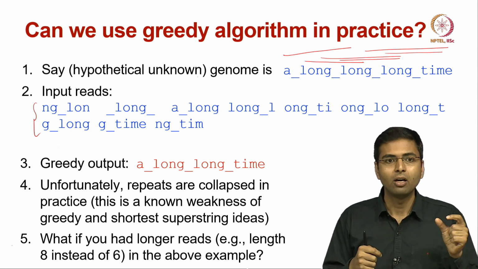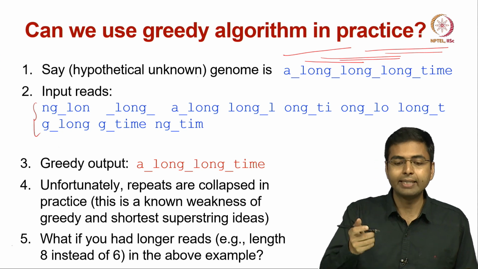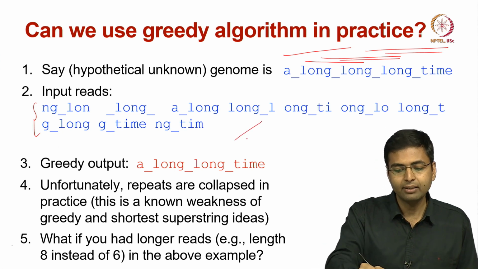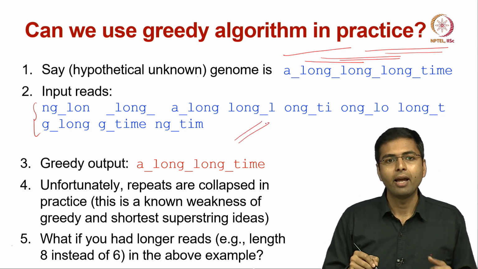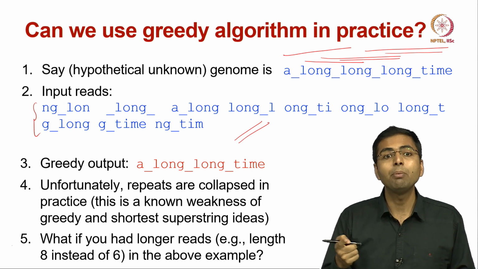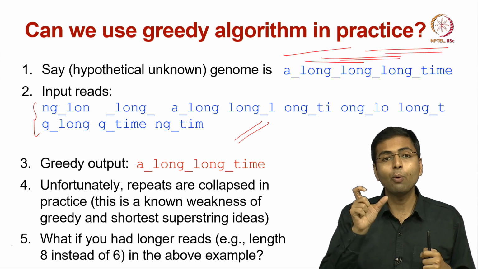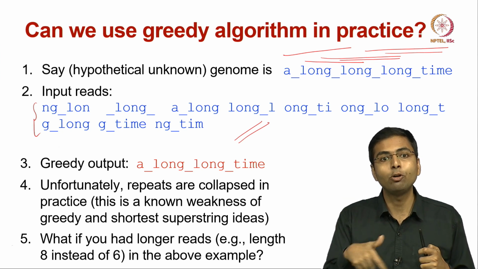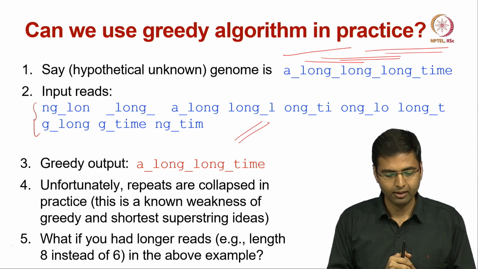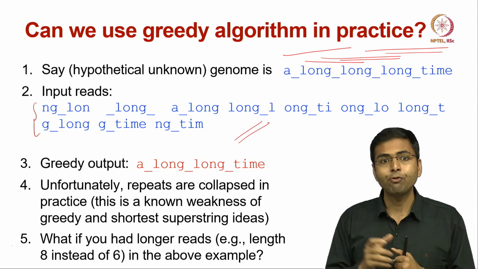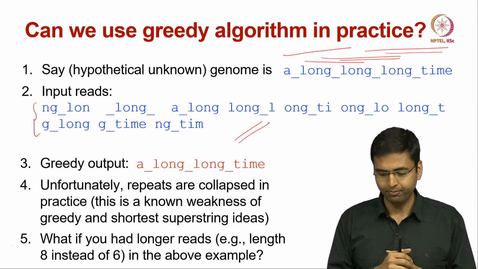So now you can build another read set where your reads are of length 8 and then solve the greedy algorithm, and then maybe you will find that the greedy output is correct and you will recover the exact number of repeat copies in your output. So let us formalize this idea better.